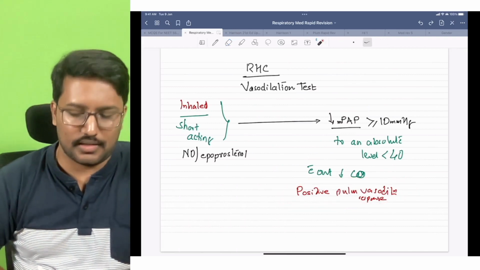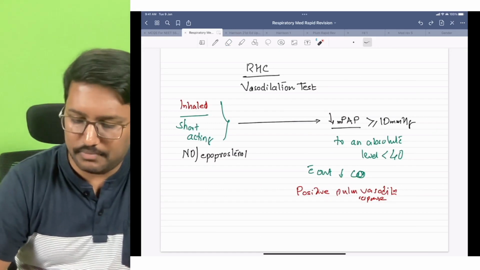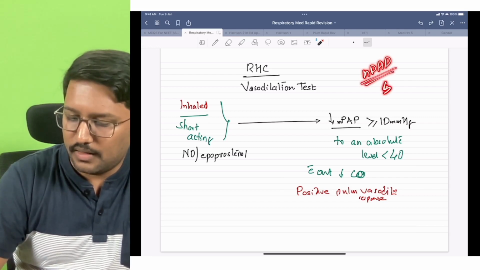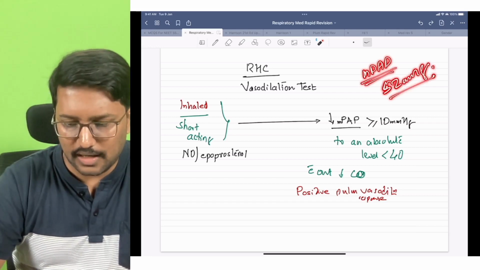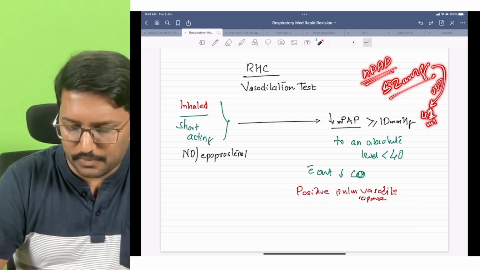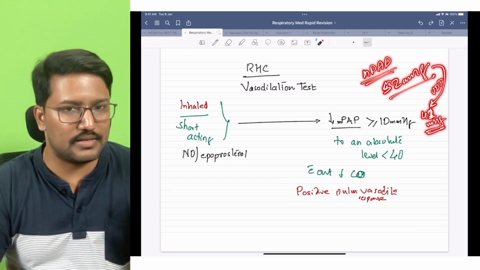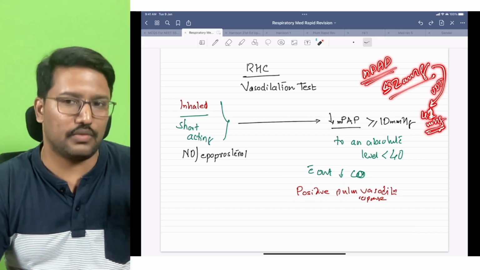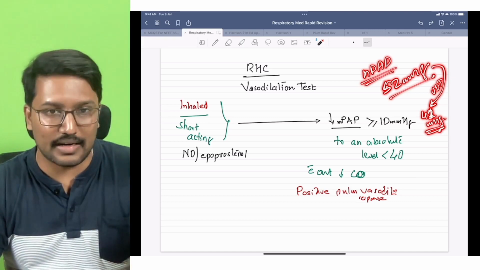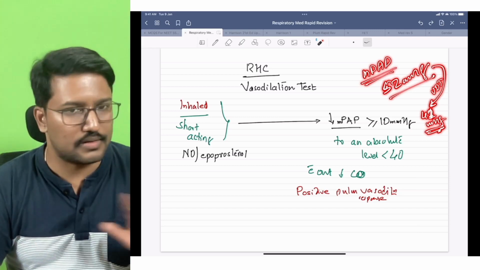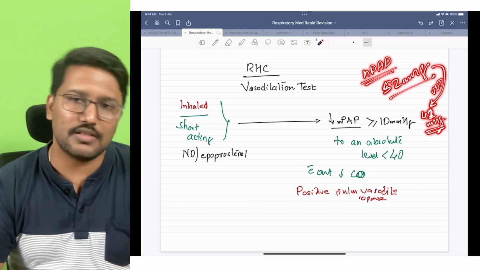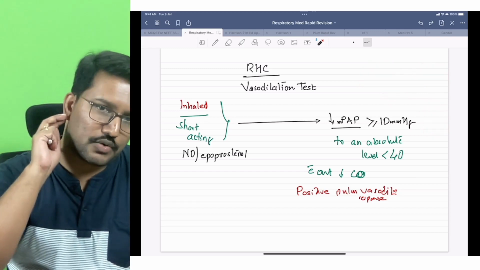Let me give you another hypothetical number. The patient's starting MPAP was, let me say, 52 millimeters of mercury. After vasodilatory testing, let me say it became 41 millimeters of mercury. It is more than a 10 millimeter of mercury decrease in MPAP, yes, but is the final absolute value less than 40? No. Right? So such patients will also be termed negative vasodilatory responders. In those cases, again, you will not be using the dihydropyridine calcium channel blockers. You will be looking at alternatives if there is a negative vasodilatory testing.